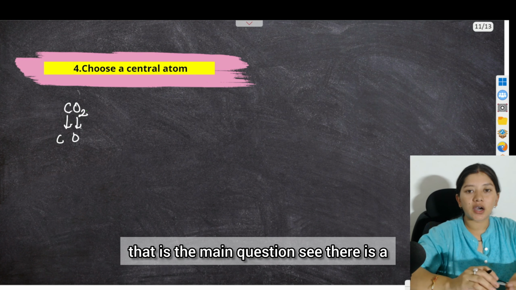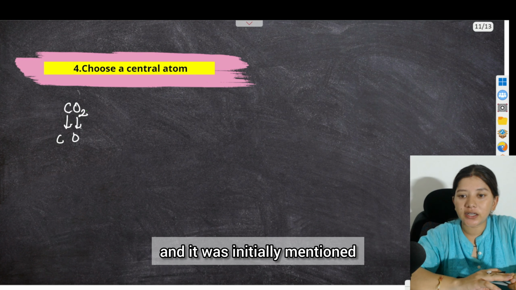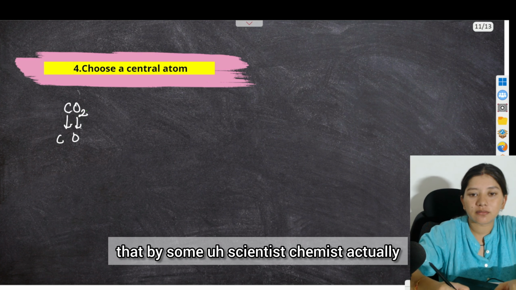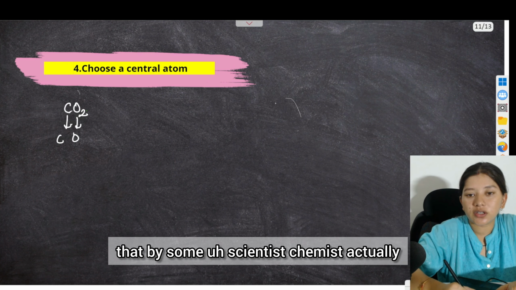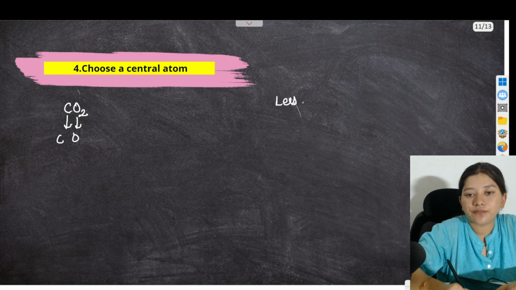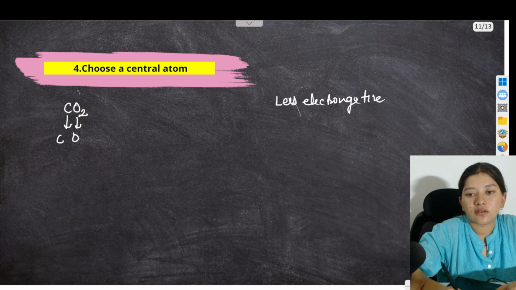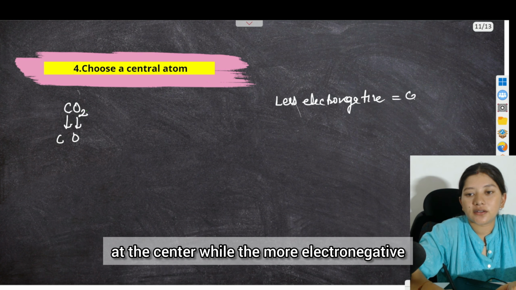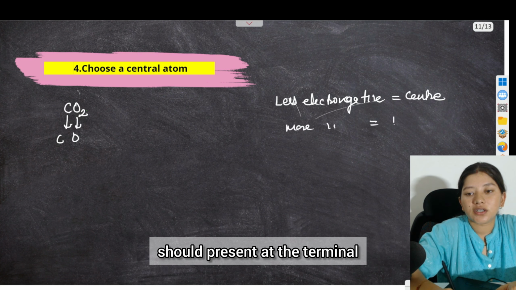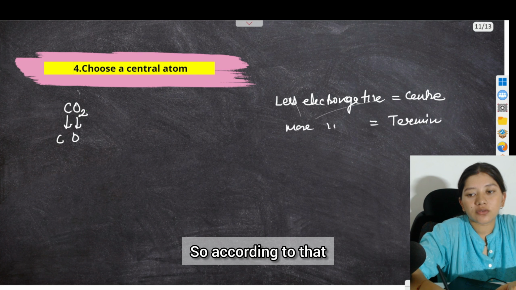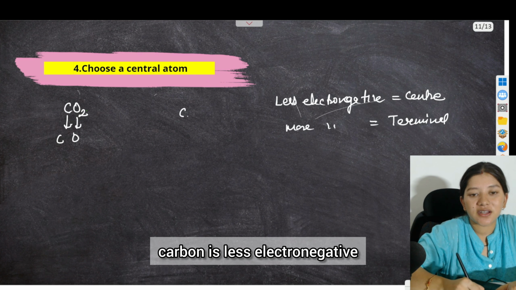See, there is a concept I told you, electronegativity, and it was initially mentioned by some scientist, a chemist actually, who said that the less electronegative atom should be present at the center, while the more electronegative should be present at the terminal. So according to that, for this structure, carbon is less electronegative.